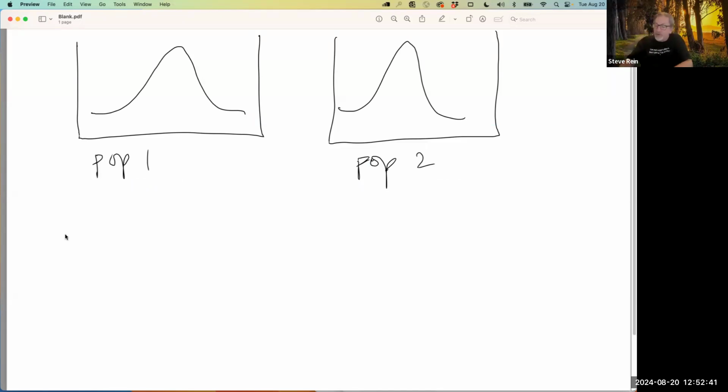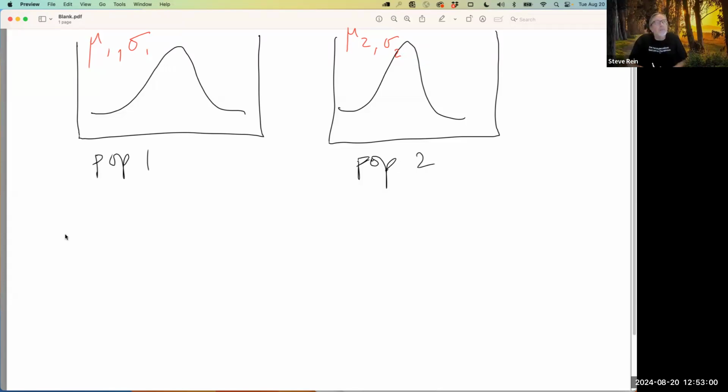Our two populations will each have a mean, so mu1 and mu2 from population 1 and 2. I've got sigma 1 and sigma 2 from that second population. Two means, two possibly differing standard deviations.